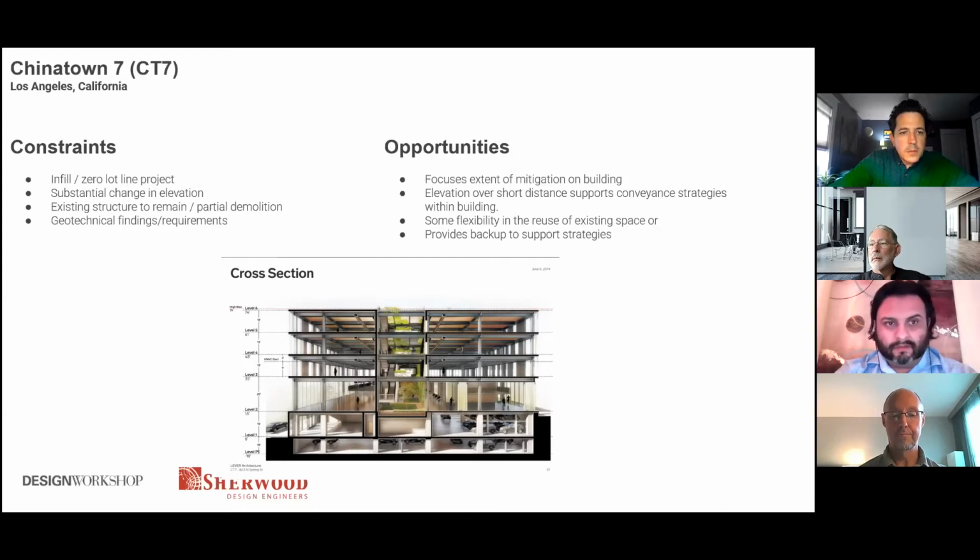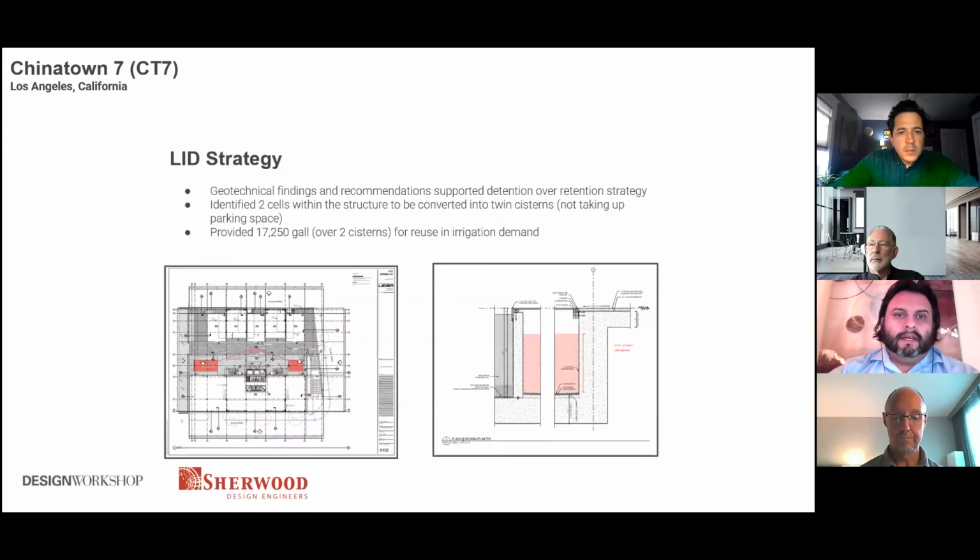And as a way, these geotechnical findings where infiltration was not feasible basically set the stage to have the conversation with the city of LA about, hey, I know that you guys prefer infiltration over other strategies, but it's not feasible based on these geotechnical findings. So it helps with the permitting aspect with city staff. And so the end result is, again, using those geotechnical findings and recommendations to support a detention over retention strategy.